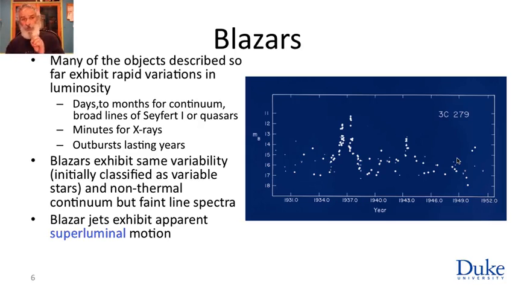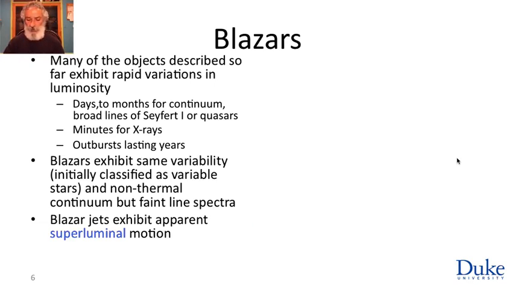Blazars almost always exhibit jets, and the jets exhibit a phenomenon called superluminal motion. Superluminal motion? Really? Didn't I just finish telling you last week that superluminal motion is nonsense and acausal, and there is no such thing? Well, I mean apparent superluminal motion. And apparent superluminal motion is certainly something that happens and something that we can understand.